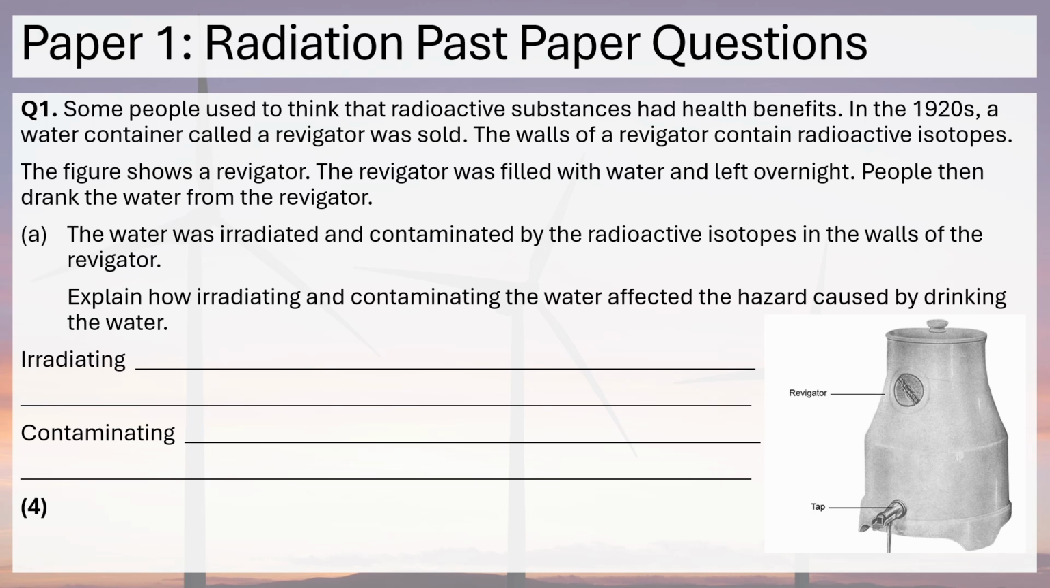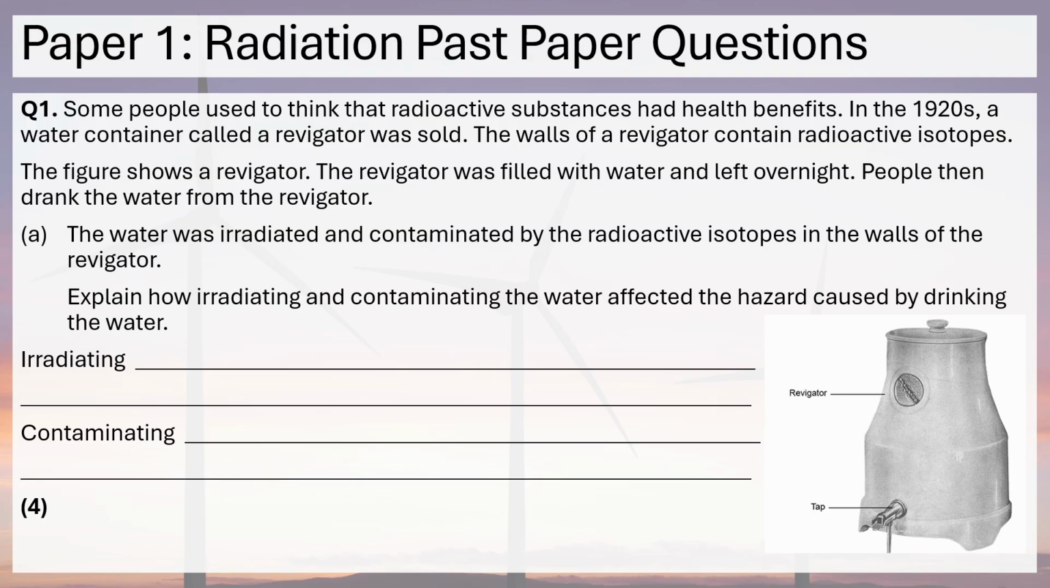In this video, I'm going to go through some worked example answers to past paper questions for Combined Science Physics Paper 1, focusing on radiation topic higher tier questions. So let's start with question 1.